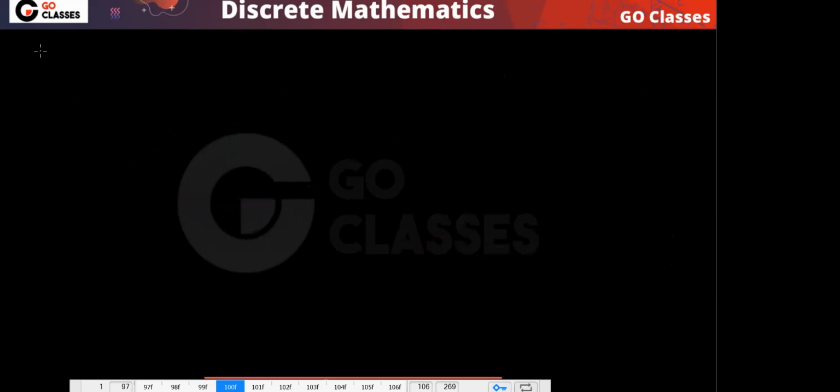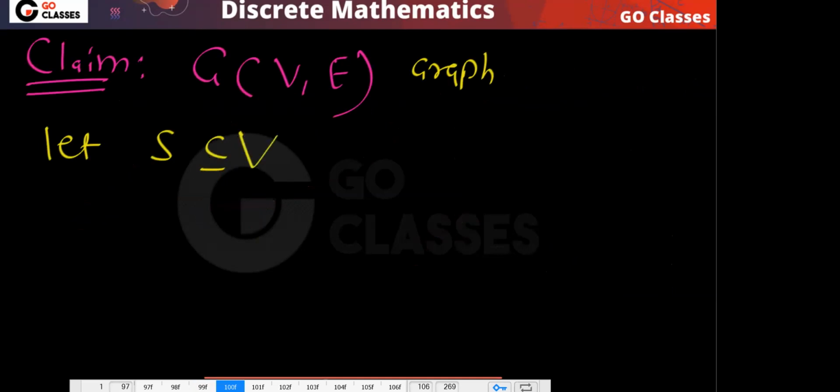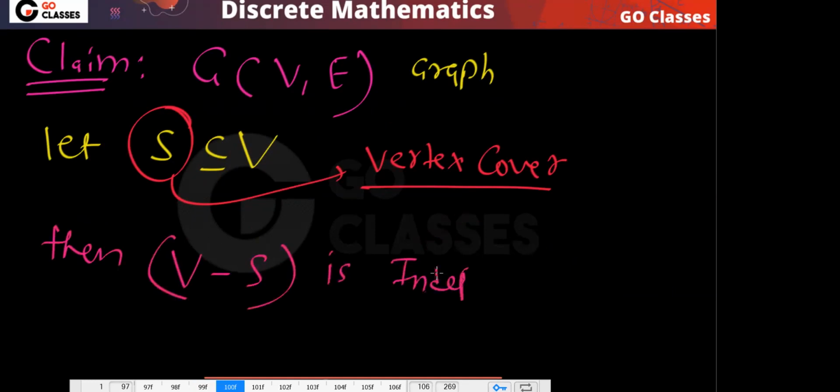Now this is the claim. Let's assume you have a graph G = (V, E). Let us assume that S, which is a subset of V, is a vertex cover. If this is a vertex cover, then what will happen? Then V minus S is an independent set. Are you getting my point?